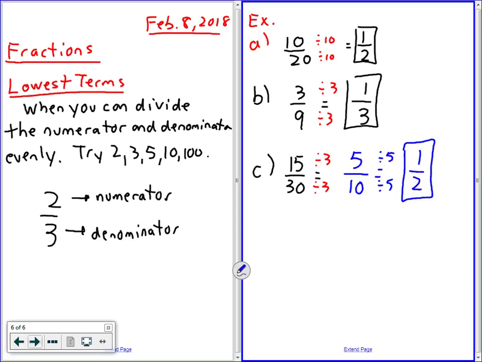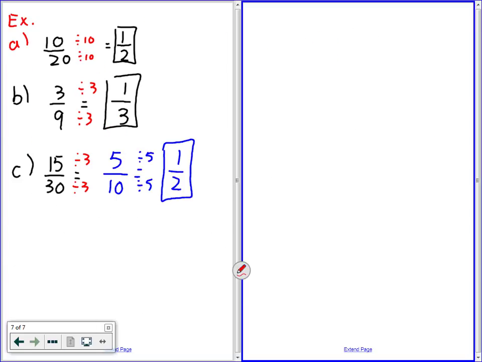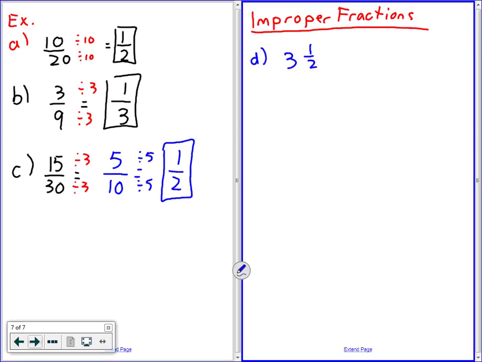Okay, let's move on here to multiplying fractions. Now, improper fractions next. I hate this word. So I'm just going to do examples here. Okay, so 3 1/2. In high school, we don't like 3 1/2. We want to change it to an improper fraction, which means there's no whole number. Okay, so we're going to do this.